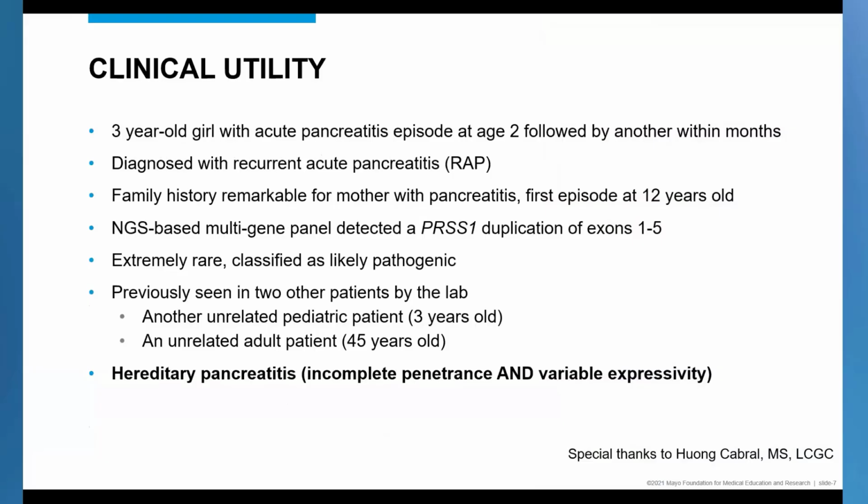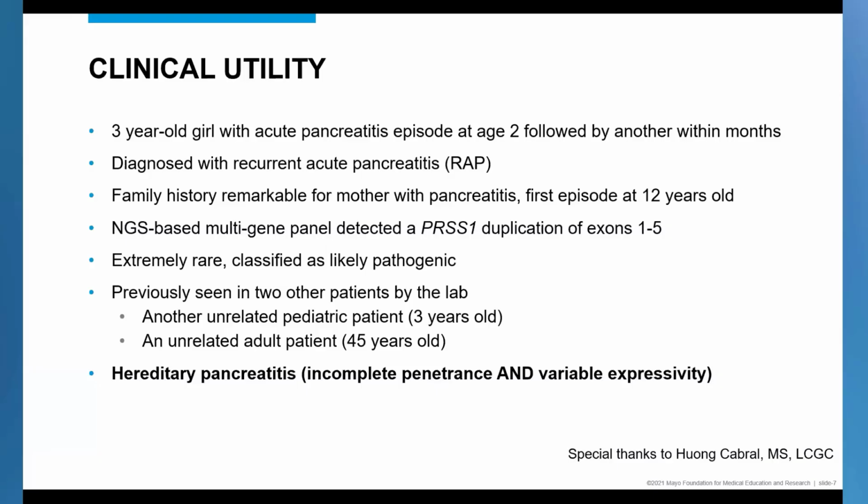This was a 3-year-old girl who had acute pancreatitis, her first episode actually of acute pancreatitis at the age of 2. So just as a toddler, she already had pancreatitis, followed by another episode within months of that. At the time she was diagnosed, no surprise there, with recurrent acute pancreatitis. And her family history was actually quite remarkable. It was remarkable that her mom also had a history of pancreatitis, with her first episode being at the age of 12 years.